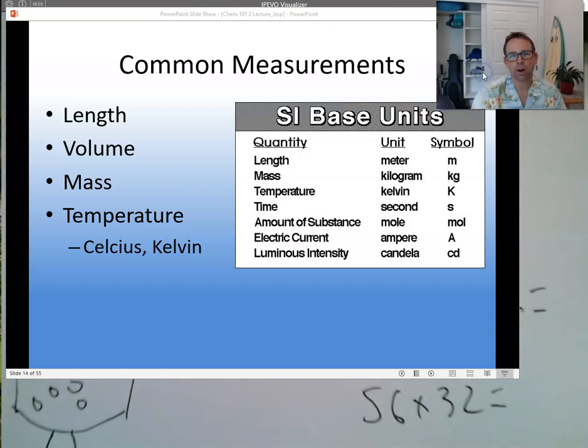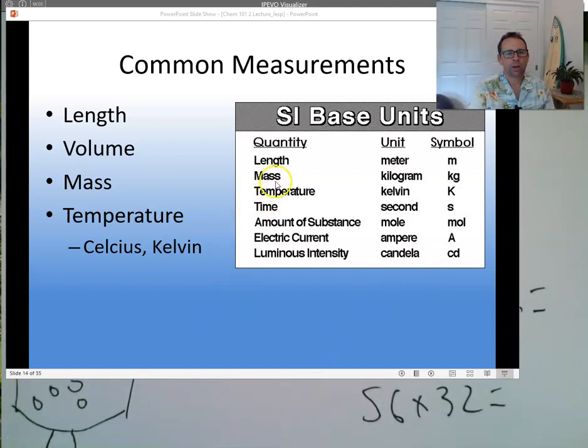To help us be aware of units, we sometimes can use what are called SI units. SI units. And that means standard international units. So it's the units that people will use internationally when they want to make sure they're using the same units.